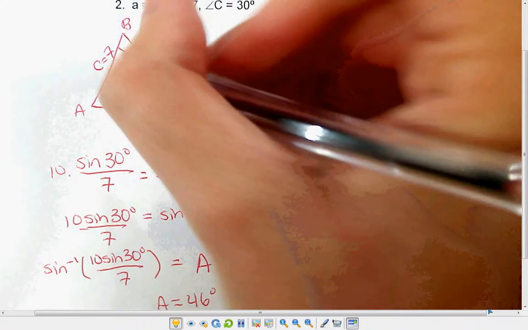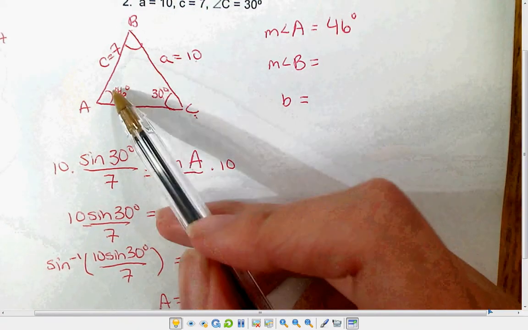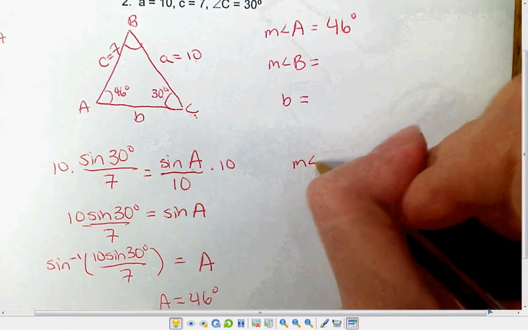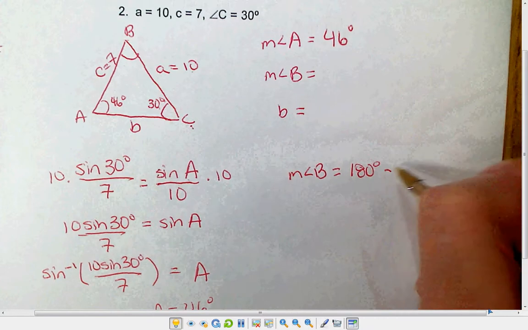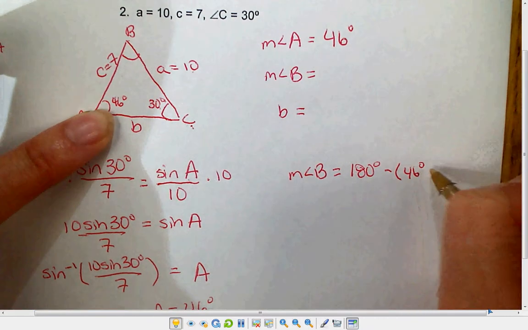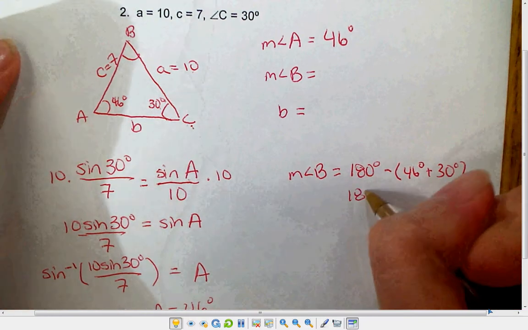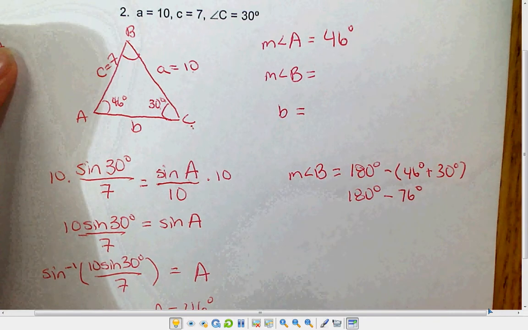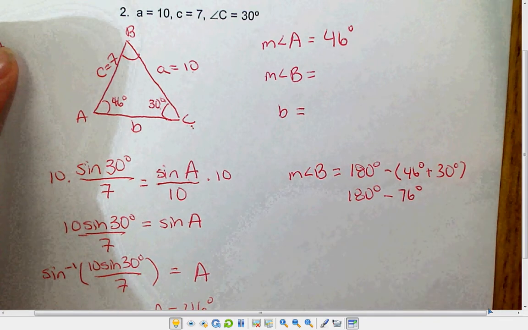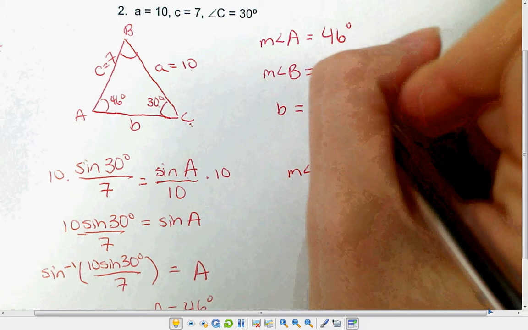Now that we have two angles, we can again do what we did in our other problem to find our third angle, where we just have to subtract from 180. So all three of them together give you 180. So we're going to subtract 46 plus 30, because those are my other two angles. So 180 minus 76, which is going to give us 104. So I know that the measure of angle B is 104.